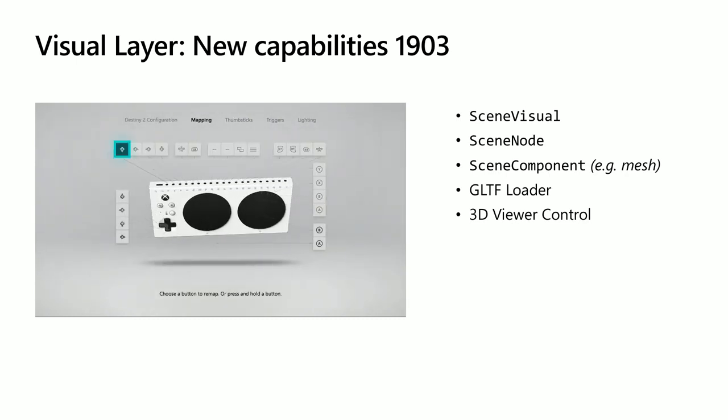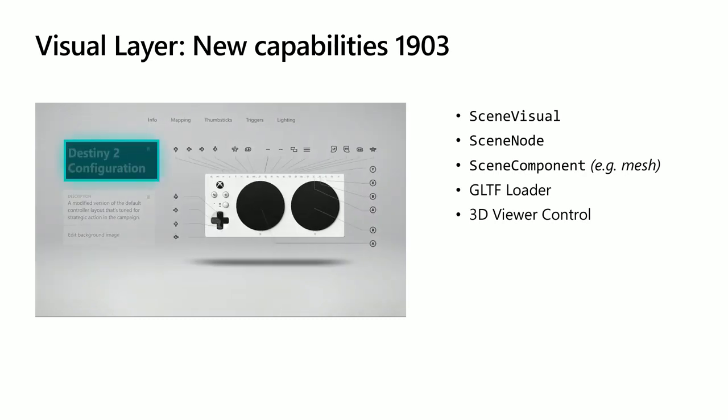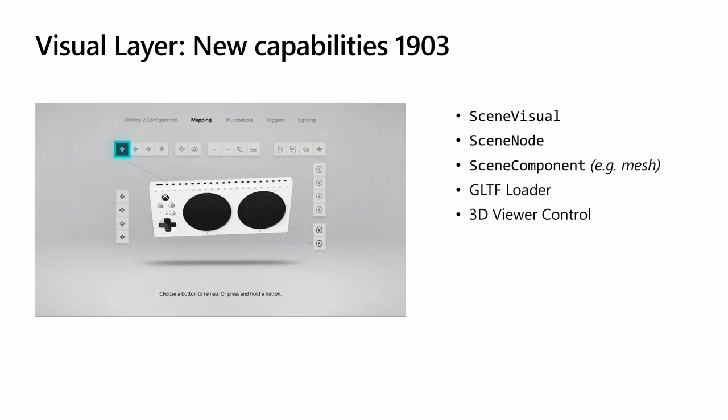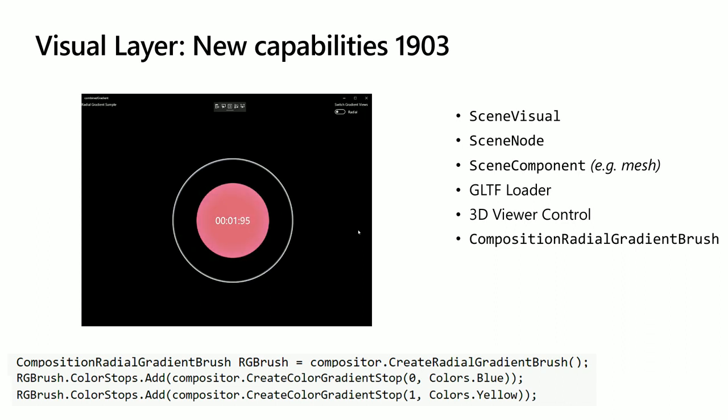So GLTF is a very common format used for the interchange of 3D models. And we have a 3D loader control that we're open sourcing, as well as a 3D viewer control. So if you want to program this at the XAML level and just drop the control directly into your app and not worry about scene visuals and nodes, we'll give you that as well.